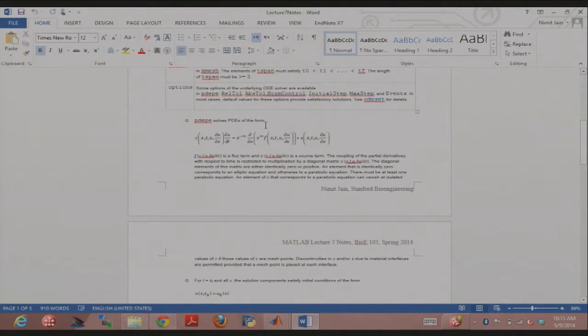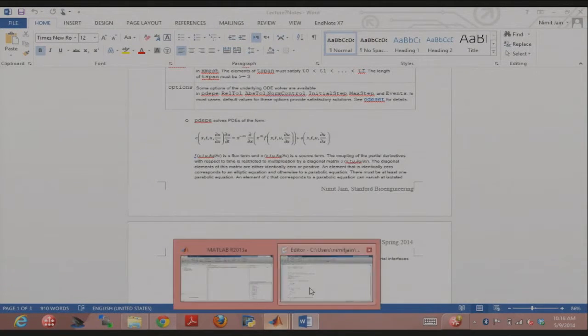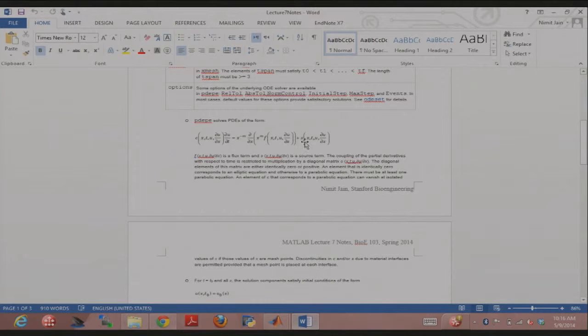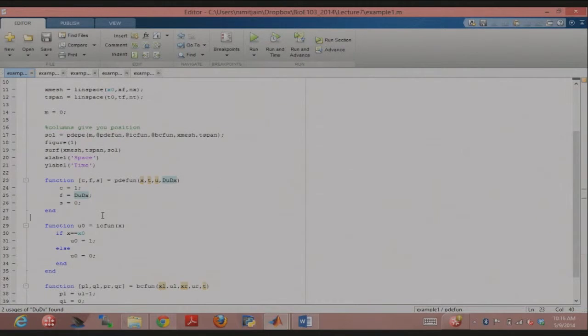My flux term is just ∂u/∂x, right? That's how I get the ∂²c/∂x². So my flux, I can just set equal to dudx. That's an input argument to pdefun. And there is no source term, or there's no forcing, so I can set that to 0. That takes care of my partial differential equation, okay?